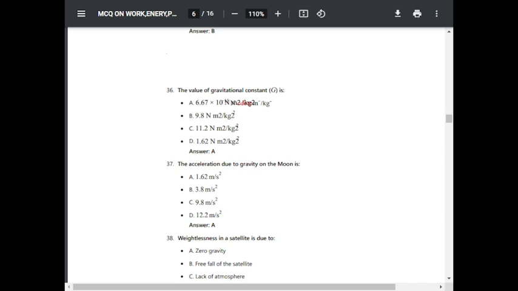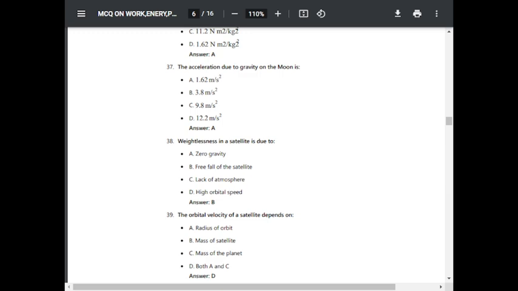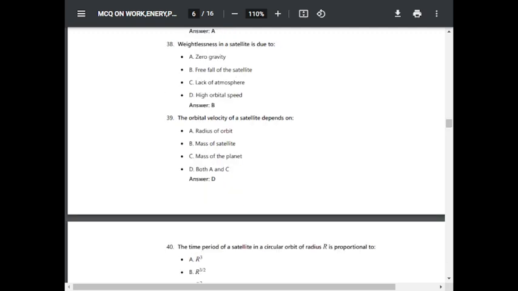Question number 38. The weightlessness in a satellite is due to: option A, zero gravity; option B, free fall of the satellite; option C, lack of atmosphere; option D, high orbital speed. The correct answer is free fall of the satellite. Option B is correct.